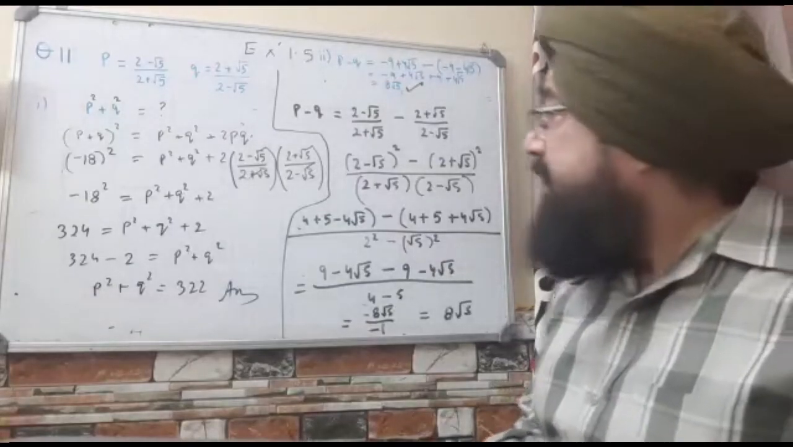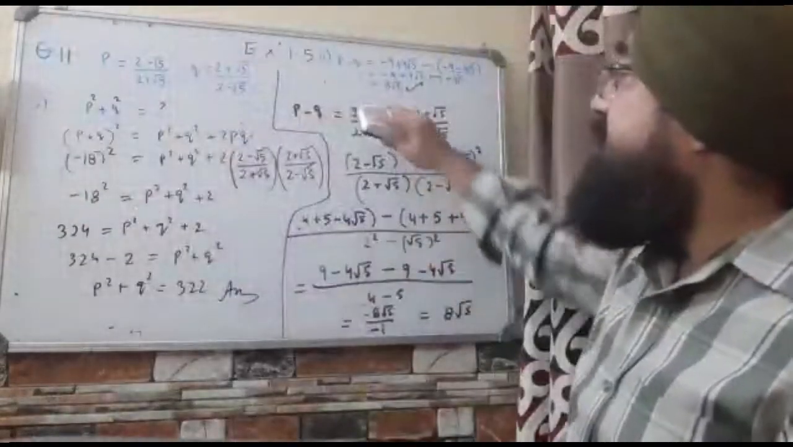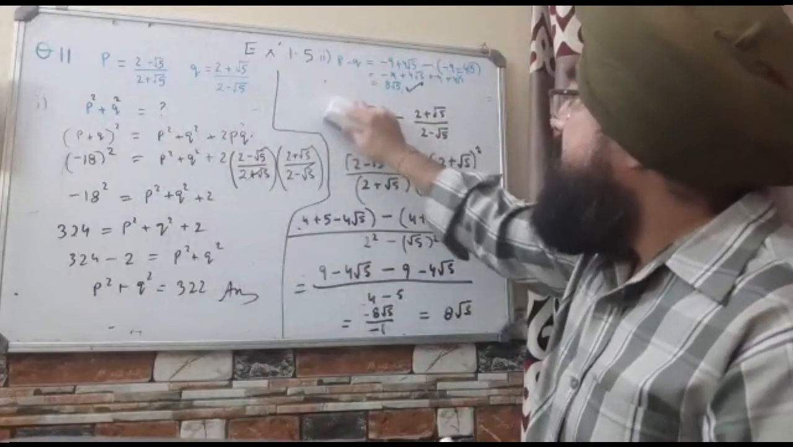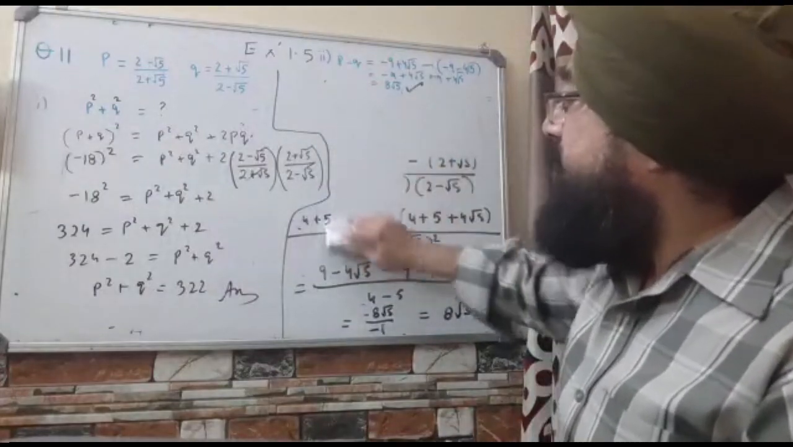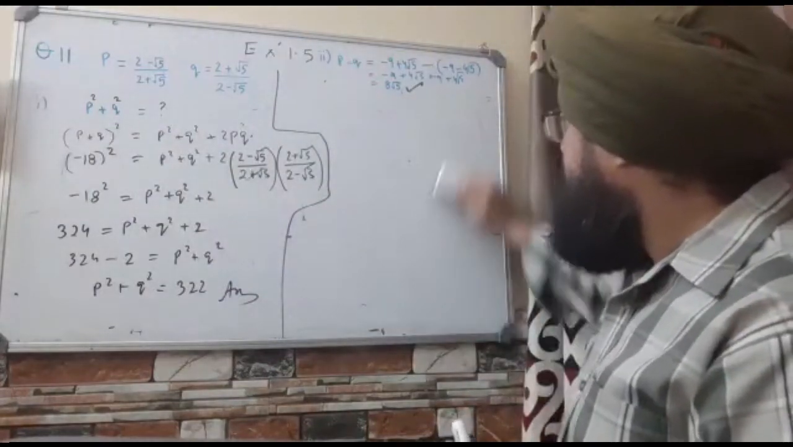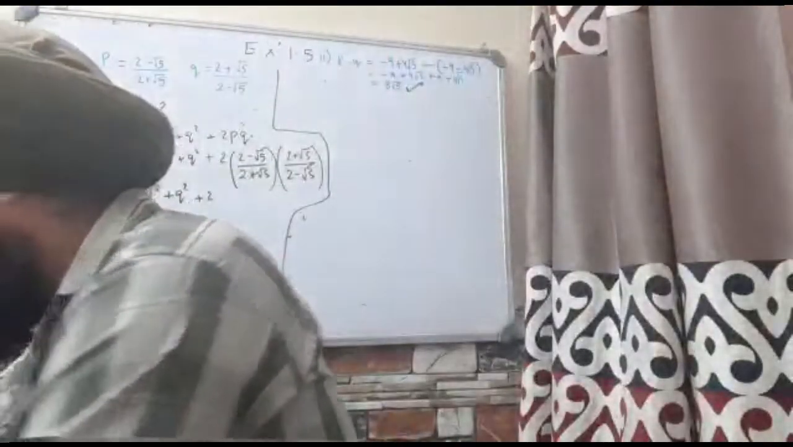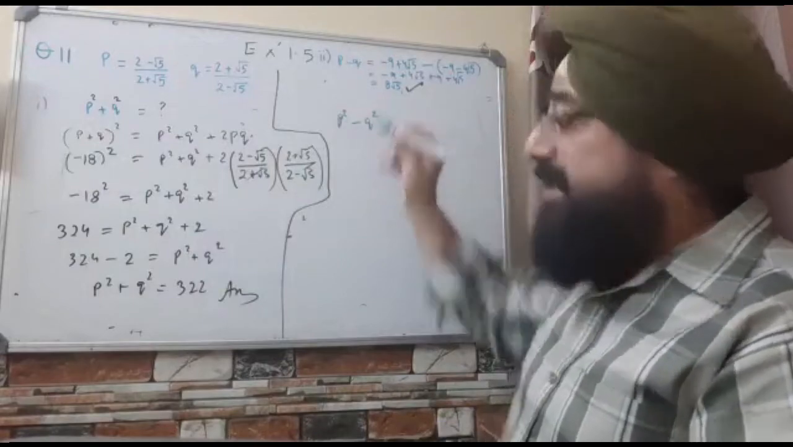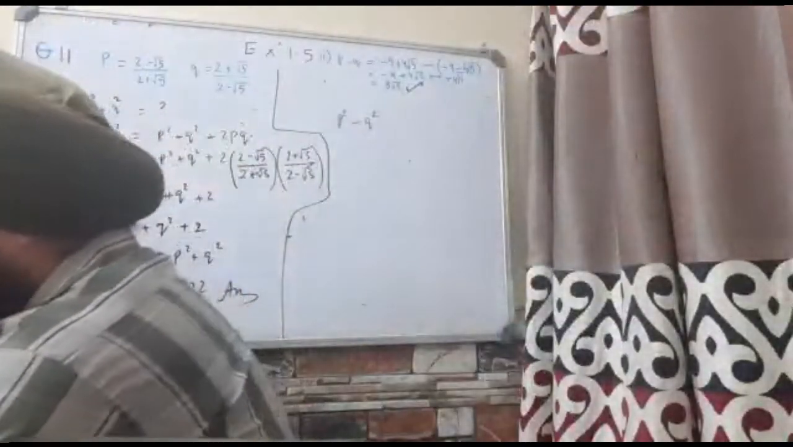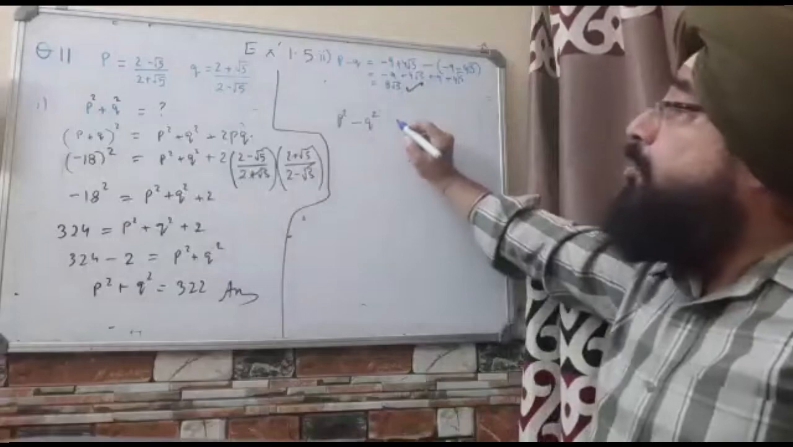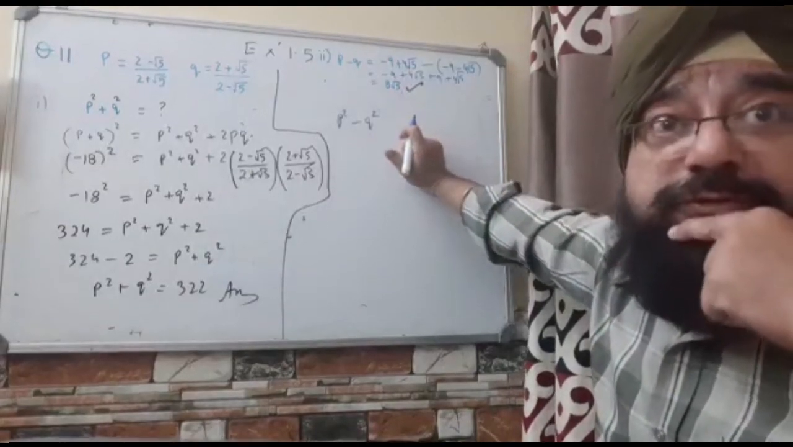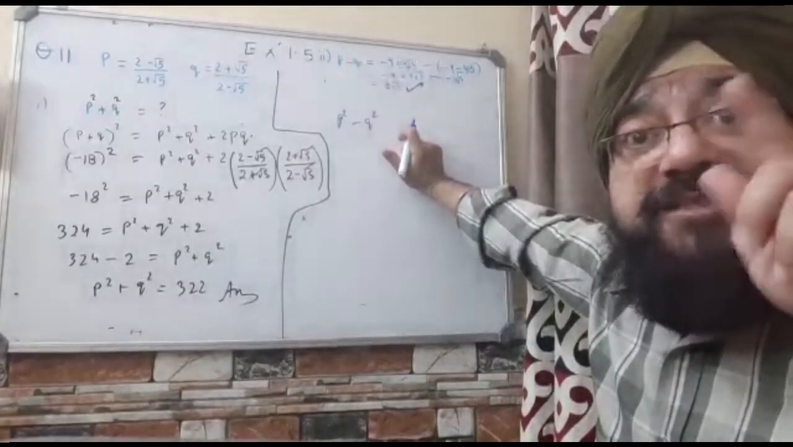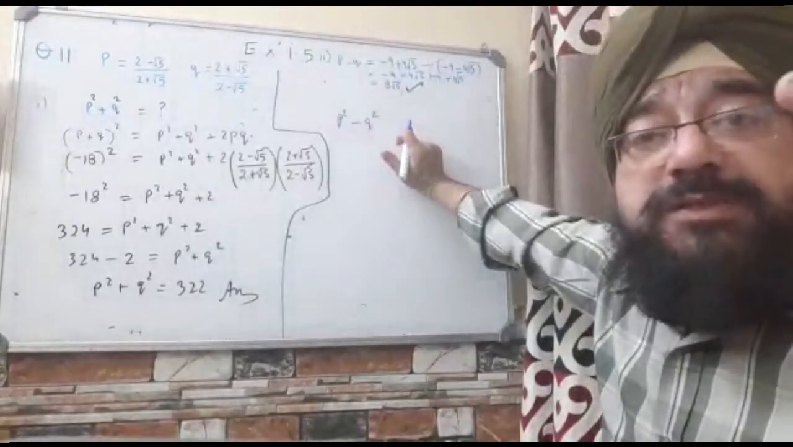Yes, sir. Okay. So, having done p square plus q square, last but not the least, we need to find p square minus q square. Yes, sir. We need to find p square minus q square. And we'll now be using p minus q whole square, which will also give you p square plus q square minus 2pq.